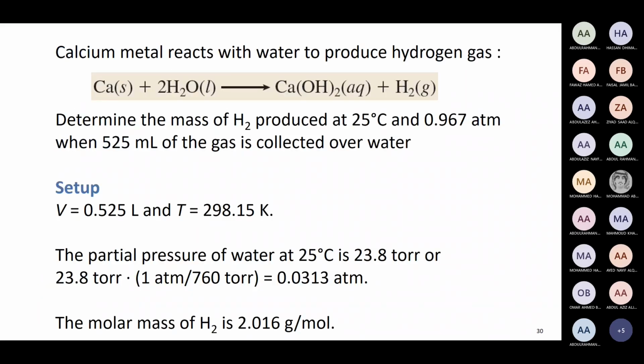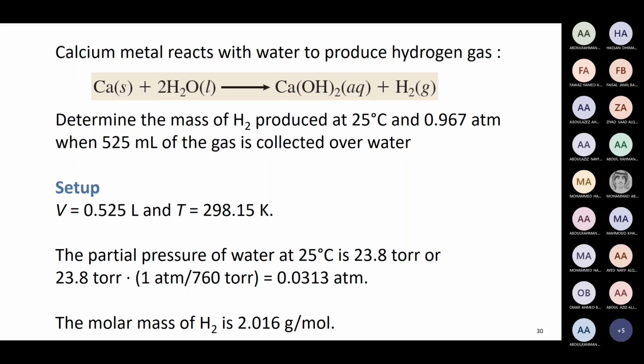Okay. Now, again, calcium metal reacts with water to produce hydrogen gas like this. Determine the mass of H2 gas produced at 25 degrees C and 0.967 atmosphere when 525 milliliter of the gas is collected over water.